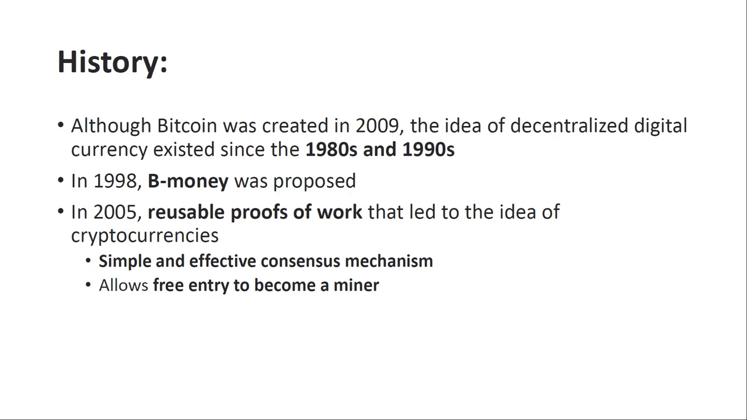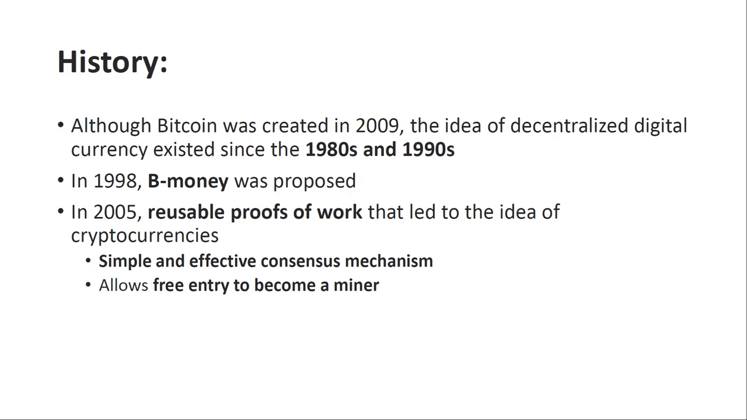Again, there is a piece of work called Reusable Proofs of Work in 2005. But it also failed because it was relying on trusted computing. And finally, in 2009, Bitcoin was created. And that was a combination of its predecessors.